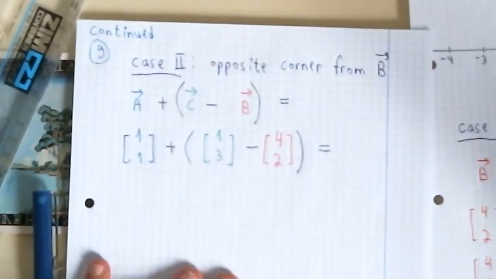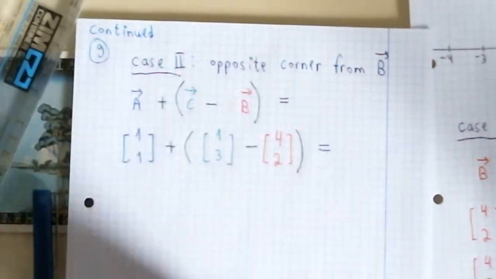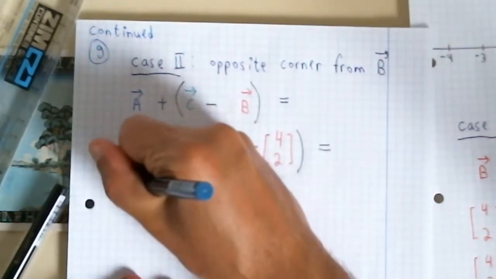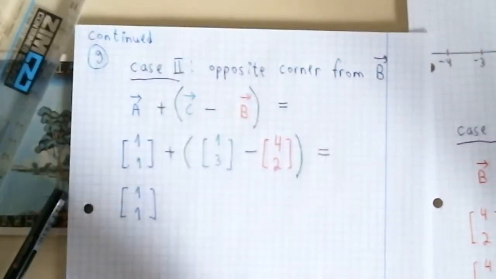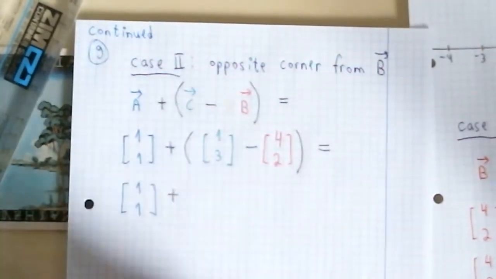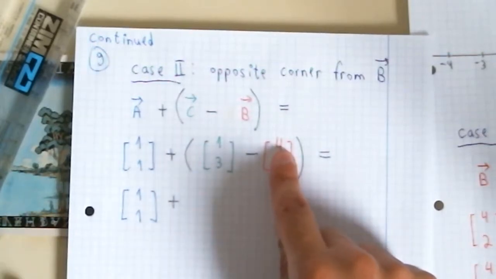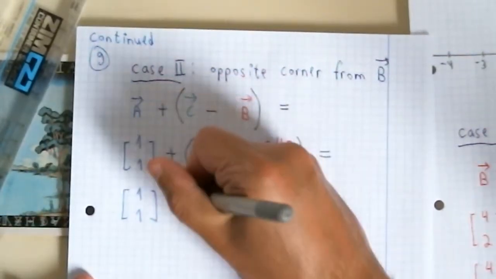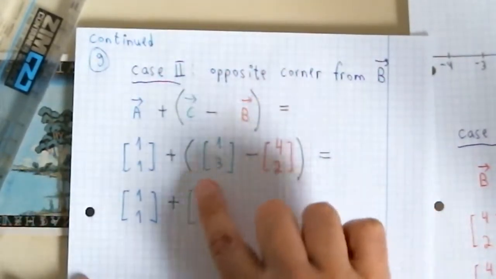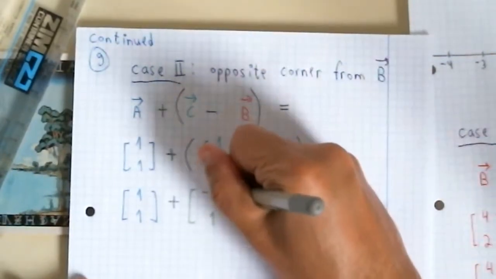Okay, so first we do the inner part in the parentheses. So 1, 1 we just copy, plus 1, 3 minus, 1 minus 4, it's minus 3. Okay, 3 minus 2, it's 1.